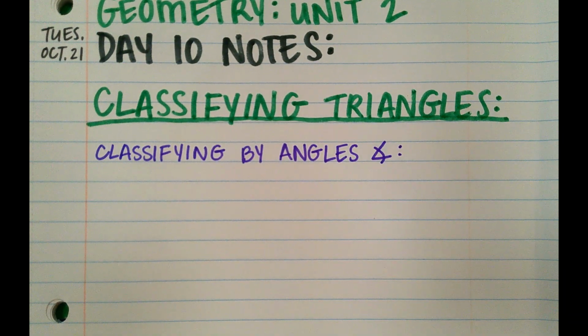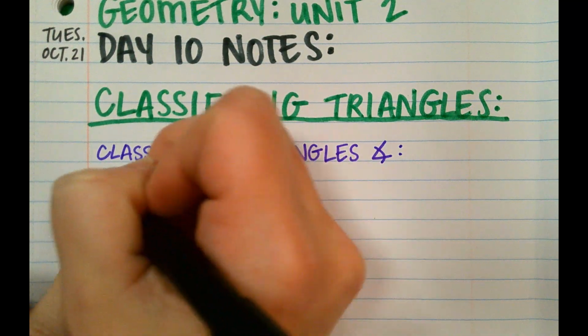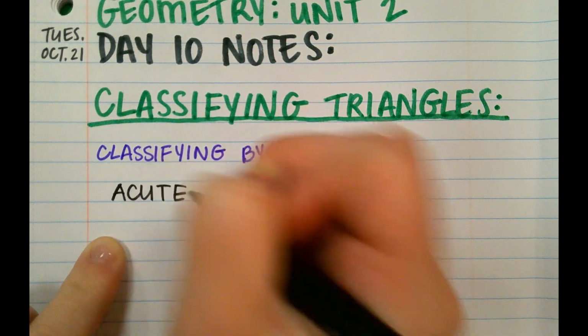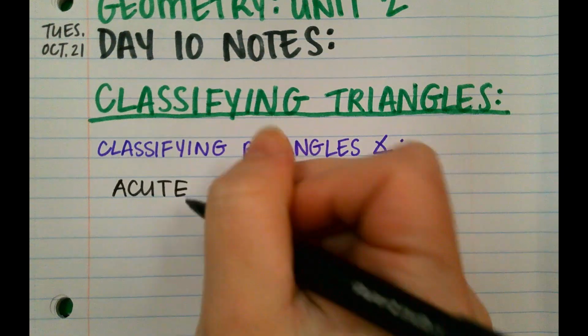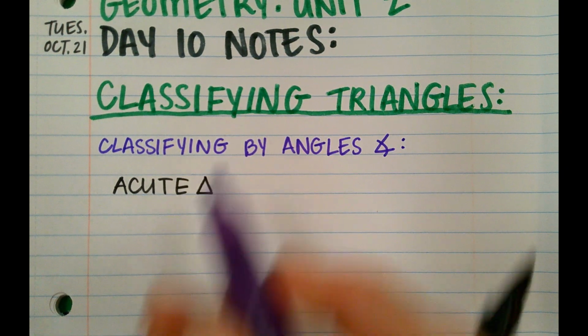So whenever we are classifying triangles by angles, what's really nice is in the last unit, we learned about some angle types. We learned specifically about what's an angle that is less than 90 degrees. Anyone remember? Acute. Good. So my first subtitle will be acute. I'm going to write acute triangle. Draw a little triangle. And I'll highlight that.